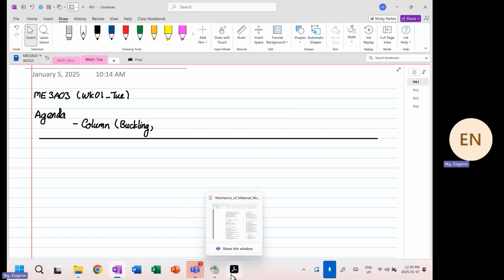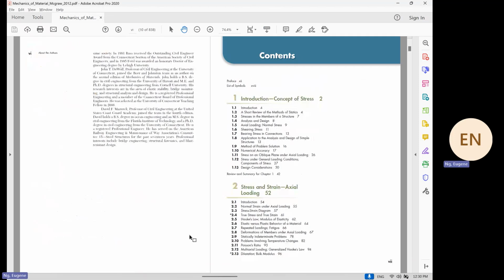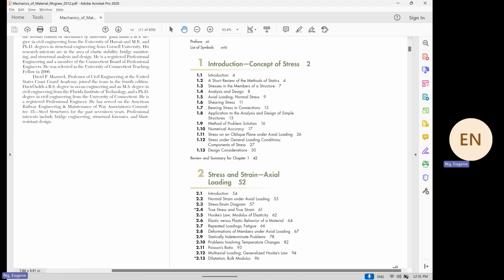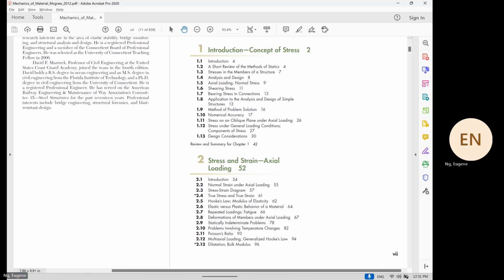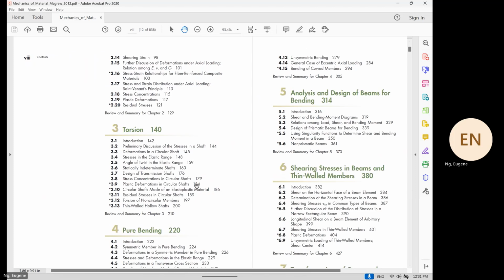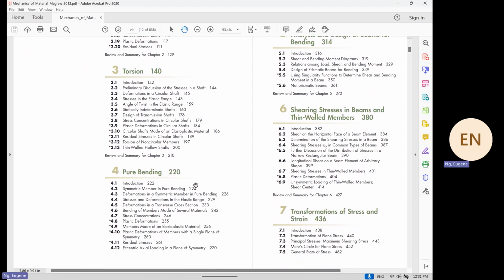So if we go back to the textbook, did you all use the textbook when Dr. Koshi was teaching 2P? Yes or no? Okay, no, okay. So Dr. Koshi covered the concept of stress and strain under axial loading. He did torsion, not everything of it. Pure bending, again, he did not finish. I mean, it's an introduction.